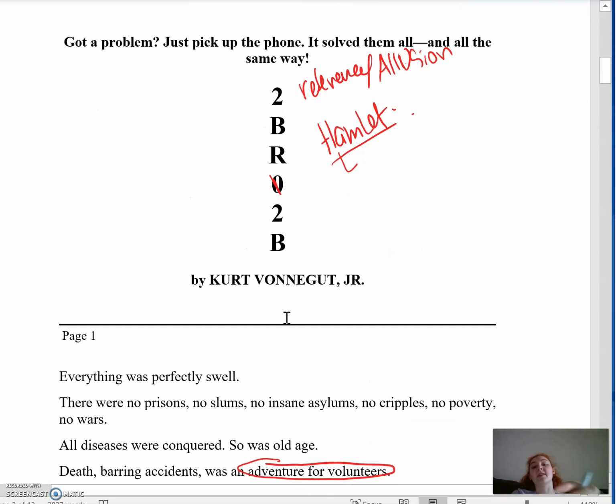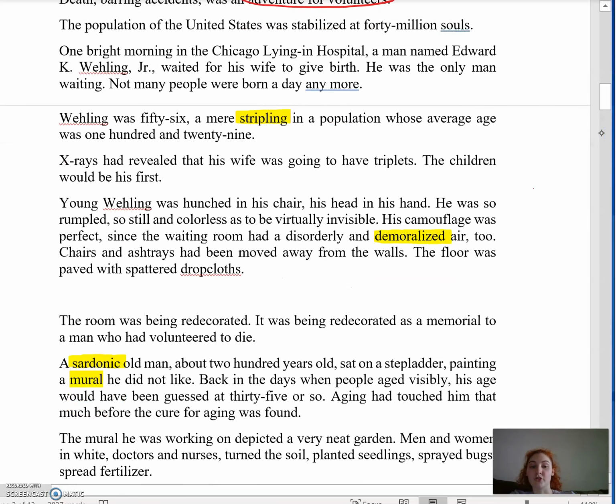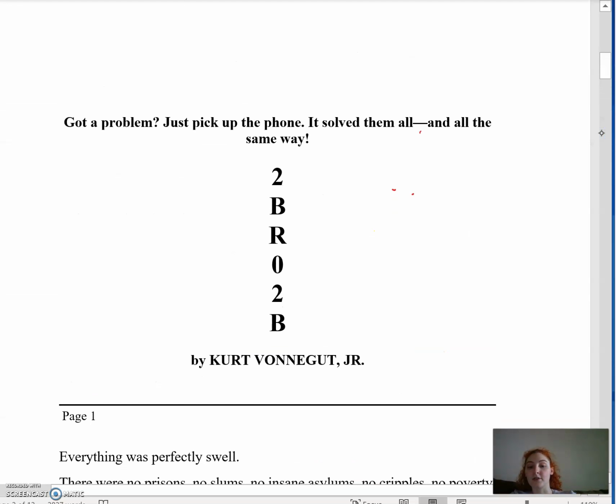We're going to start off. The title of this story is the very first allusion. So this is something that you should read as 2BR02B, but this 0 is said as a not. So it becomes to be or not to be, which is a reference to the play Hamlet by Shakespeare.